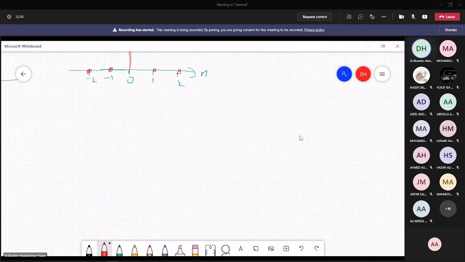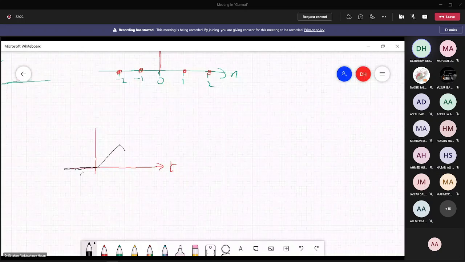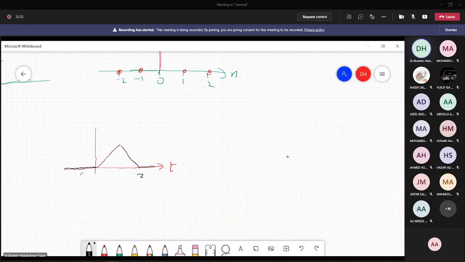Okay, suppose now I want to write this, and I need a little attention now. This is t, and this is the signal that we have. This is 2, this is 1, this is 1. I want to write this as one function. One function means I need to use elementary functions: step, ramp, and impulses.